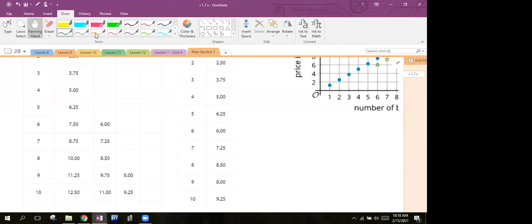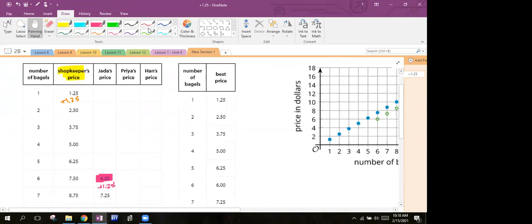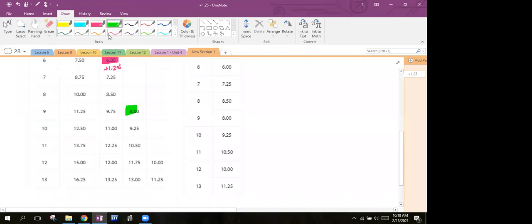Jada's was where we started at 6, and then from there, we added $1.25 each time. Priya's was where we started at 8, and we added $1.25 each time. And then Hans's was where we started at 10, and then we added $1.25.